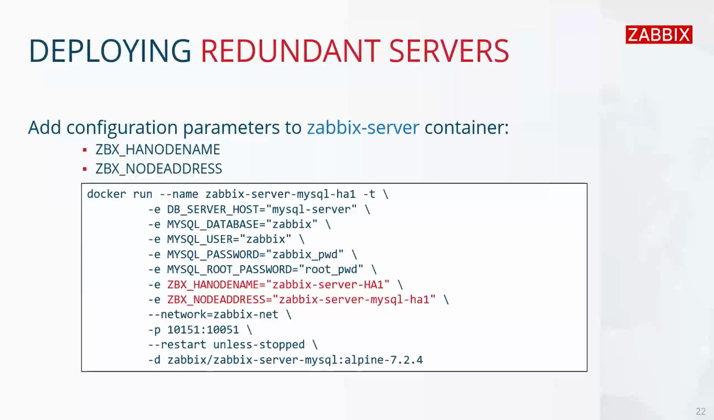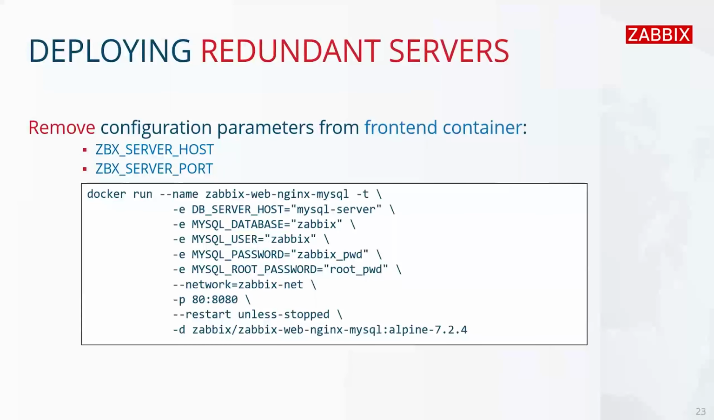You can also deploy redundant Zabbix servers. So first of all, for each container, you will have to add 2 additional parameters, such as ZBX_HANODENAME and ZBX_NODEADDRESS. So you will have to add these to all of the redundant servers that you would like to create. And from the front-end container, you will have to remove these 2 parameters, ZBX_SERVER_HOST and ZBX_SERVER_PORT. So in this case, the front-end will communicate directly with the database and get the data from there.